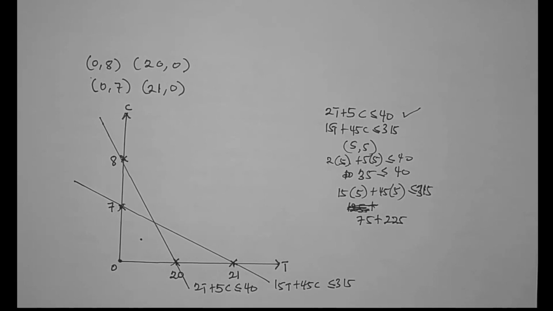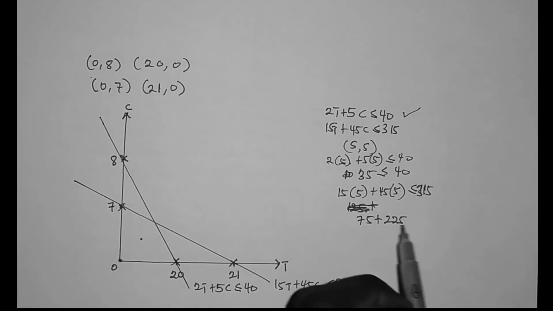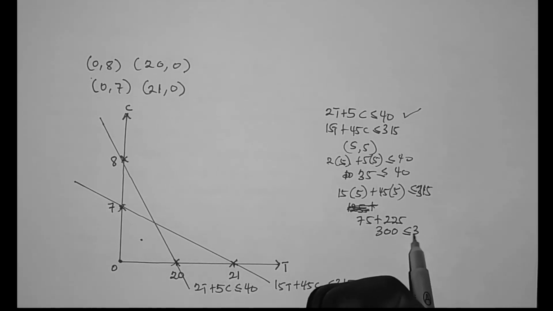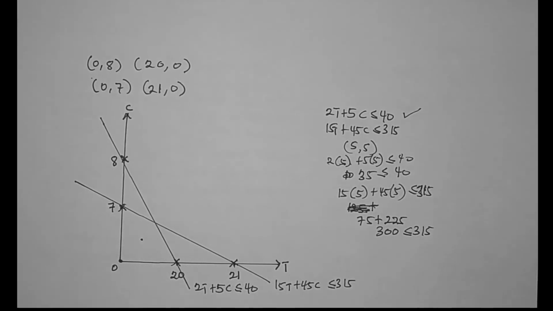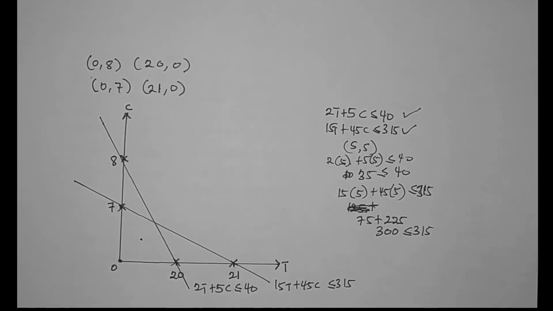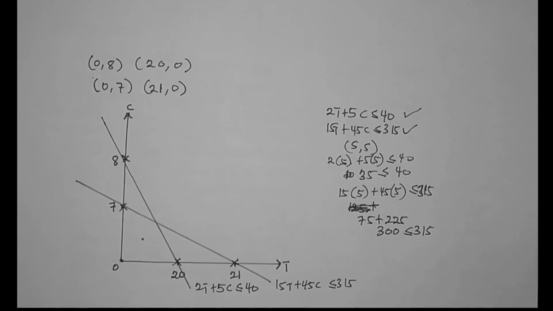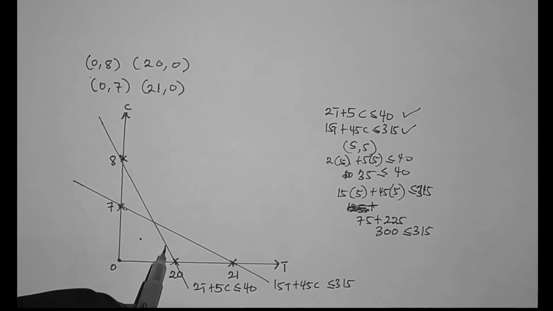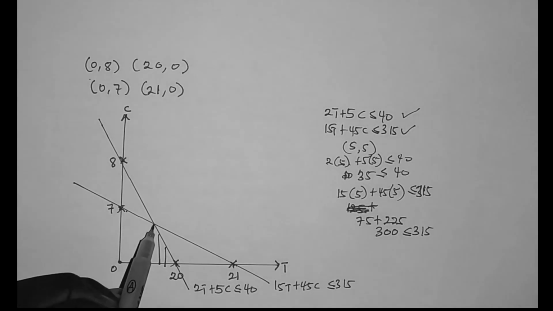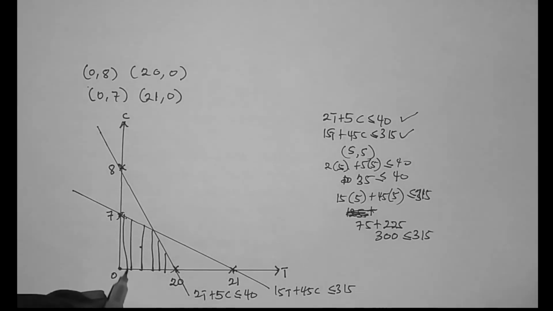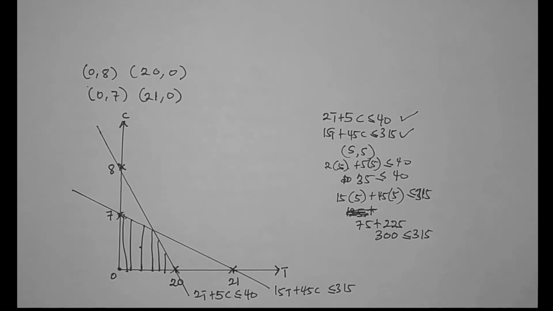225 plus 75 will give us 300. And it is true that 300 is less than or equal to 315. So that point also satisfies this inequality. And therefore, the required region is this region that is bound by the following points. So let's go ahead and write the points.